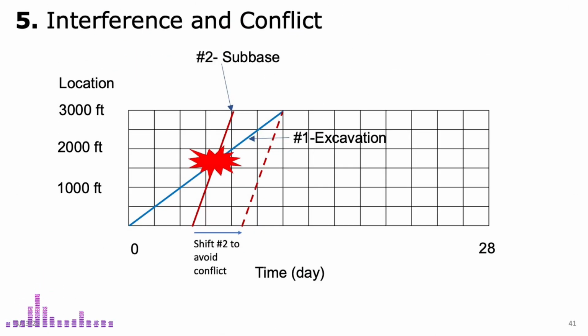When developing a linear schedule, it is crucial to avoid interference or conflicts. These occur when a succeeding activity starts too soon, without enough buffer time, causing it to catch up to the preceding activity and creating a scheduling conflict. To resolve this issue, you can adjust the schedule by shifting the second activity, in this case, the subbase activity, represented by the red line, to the right until there is no overlap between the two activities.